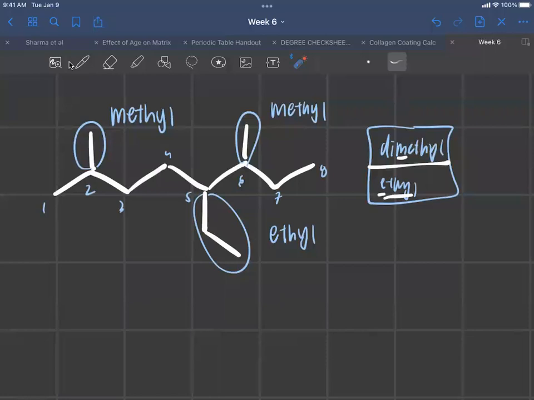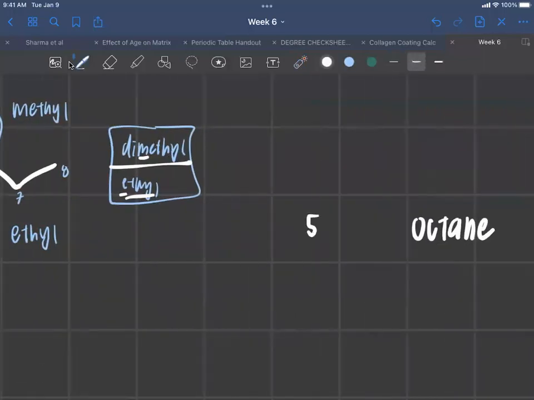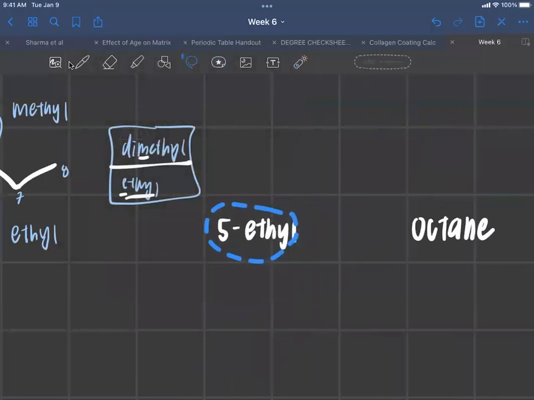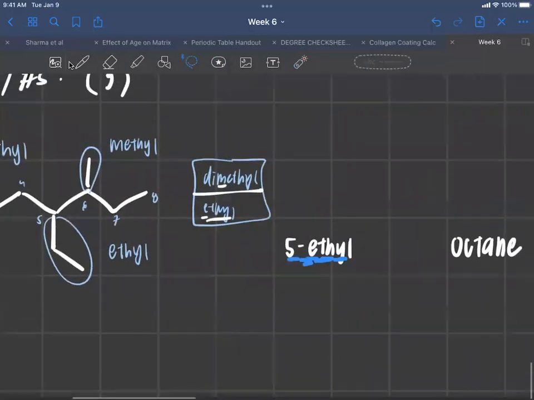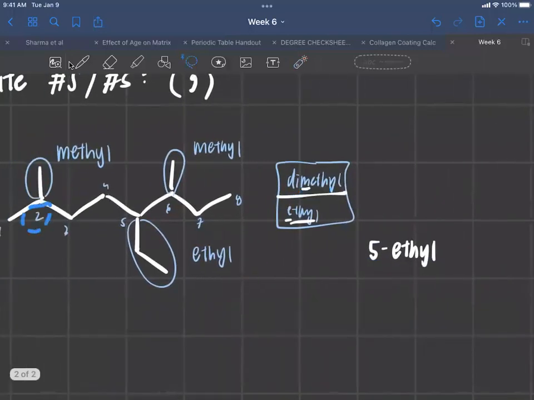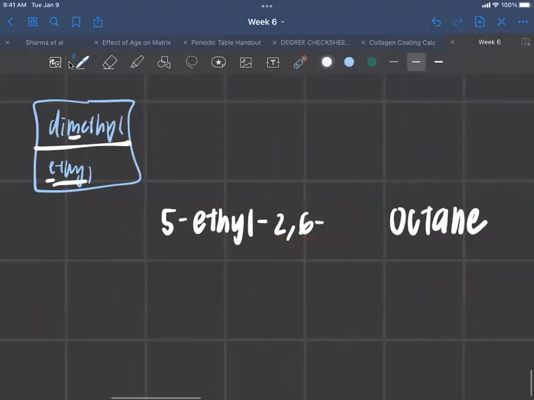So we know that we have an ethyl group on carbon 5 because this is how we numbered it. So we can just put 5-ethyl. And again, we are separating numbers and words with hyphens. So that's what I did here. Then we have our dimethyl. We have methyl groups on carbons 2 and 6. So 2,6, because we're separating numbers with other numbers. 2,6-dimethyl.